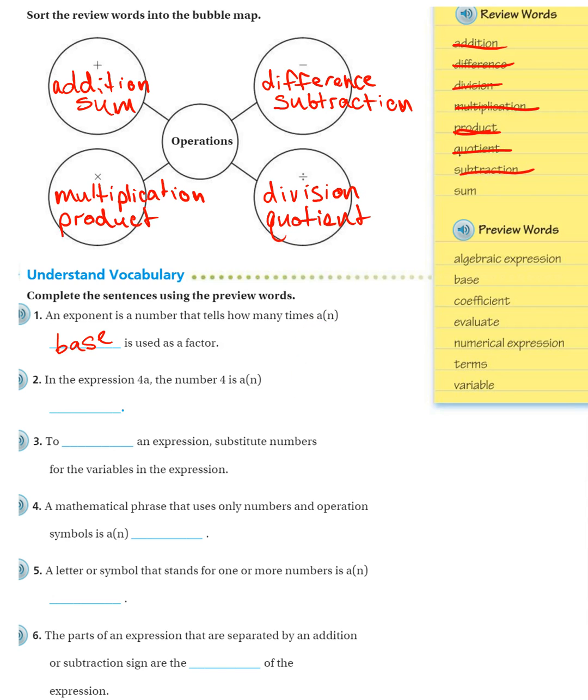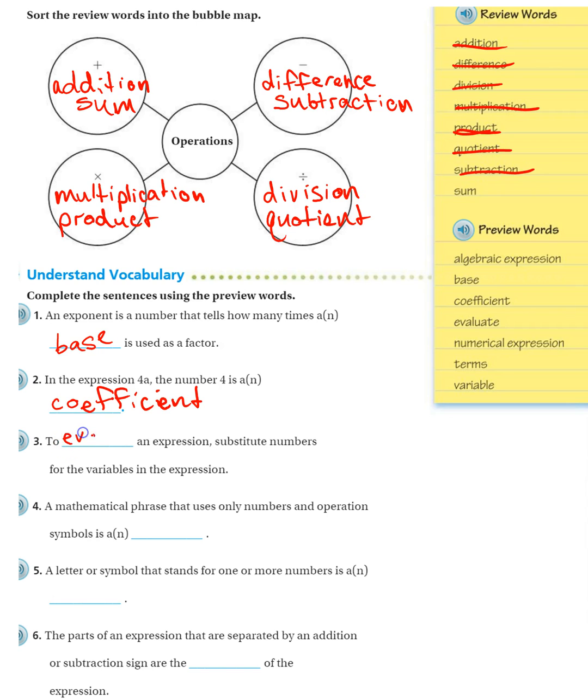Okay. Number 2, in the expression 4a, the number 4 is a, and we call that a coefficient. 4 is a coefficient, so 4a, that just means 4 times a, whatever a may be, and the 4 is the coefficient. Okay. Number 3, to blank an expression, substitute numbers for the variables in the expression.